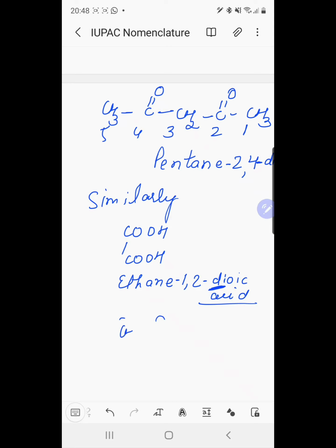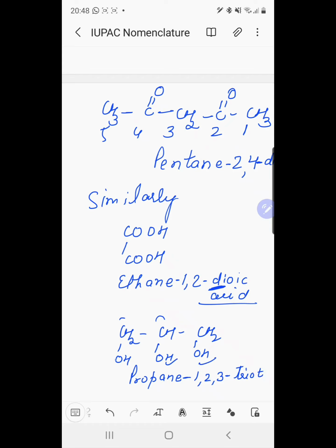Then another example is CH2, CH2, CH2, with OH, OH, OH. So the name will be propane-1,2,3-triol, propane-1,2,3-triol. So this is all about the nomenclature of compounds containing one functional group, multiple bonds and substituents.